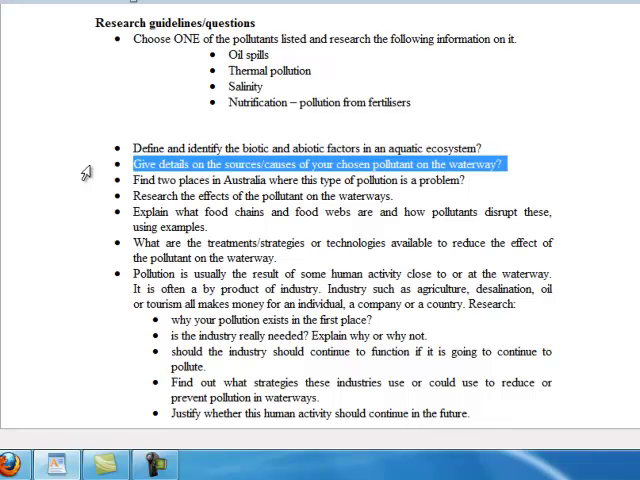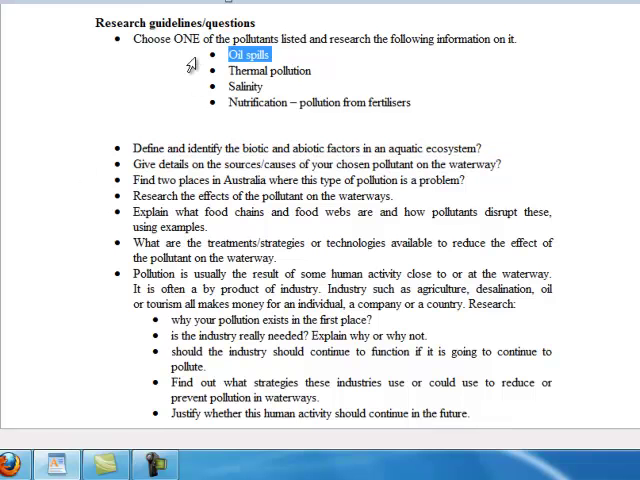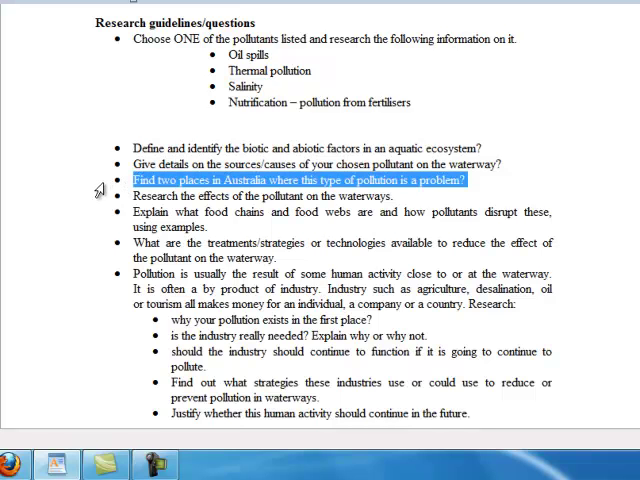Give details of the sources or causes of your pollutant on the waterways. What we need to know here is what actually causes the pollution. Say for example it was litter pollution, then this would be tourists on the beach dropping their litter. That's a very mild case of it. Alright, so you need to give all the details that you can find about what causes either oil spills or salinity, whatever you choose.